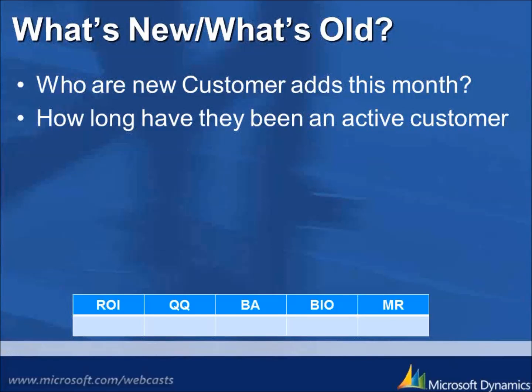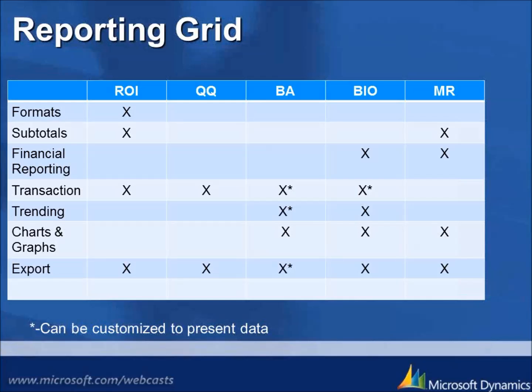What's new, what's old? This is an interesting thing that you might not even think about. Who are the new customers? Who did we just add this month? Who's been the longest active customer? Or, hey, how long have they been a customer with us? Which you might not think to look at, but BIO allows you to really slice and dice the information. And it provides a lot of nice out-of-the-box things to show you things that you might not be thinking about. So definitely worth a look there.